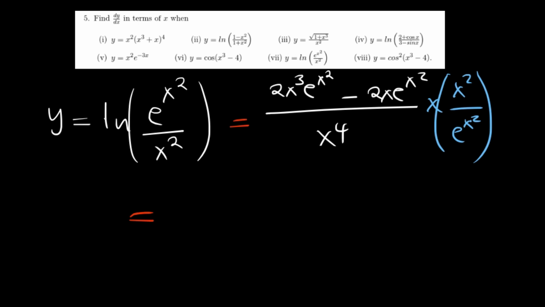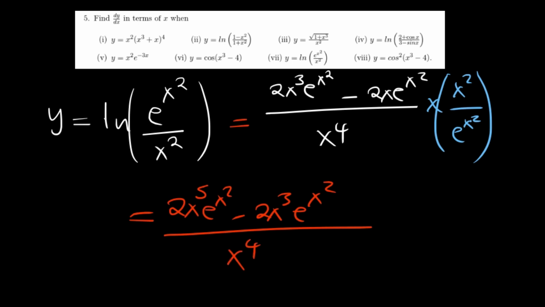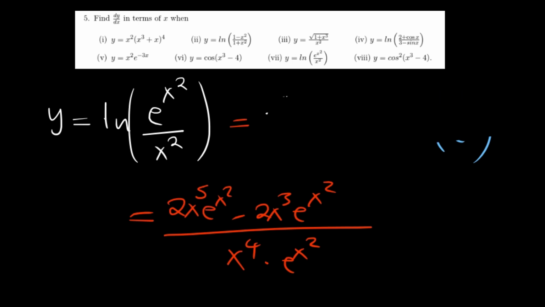So take this and that to be individual terms. Okay, so x squared times whatever is on top, we're going to have 2x to the power 5 now, that will be x to the power 3, and then over x to the power 4, attached by e to the power x squared. So you notice that e to the power x squared is now common everywhere, right? It's attached at every point. So you can actually factorize it on top.